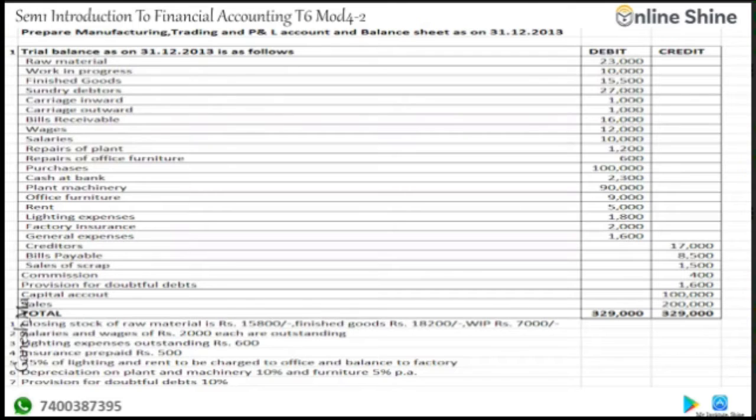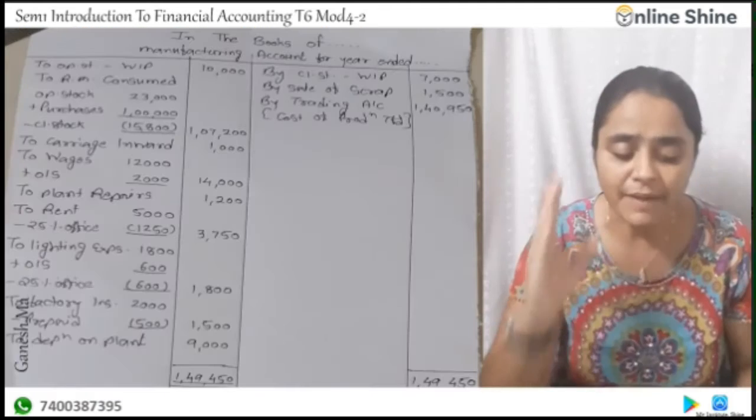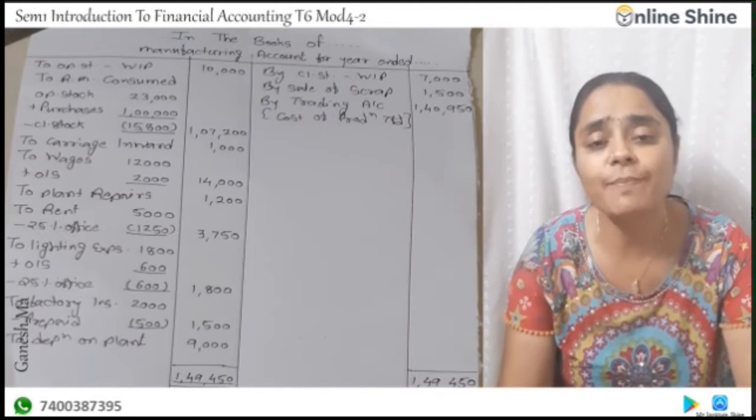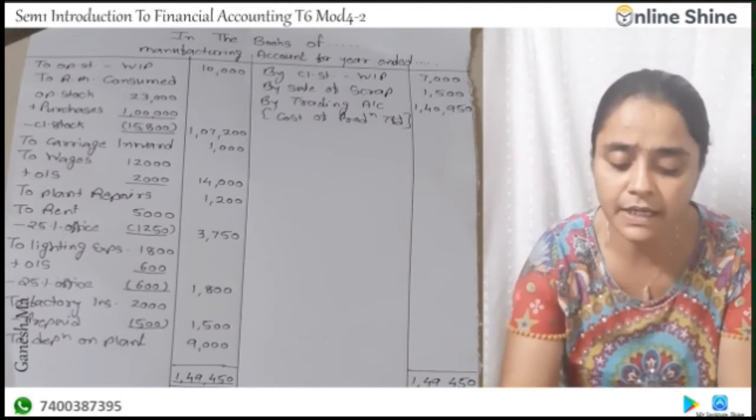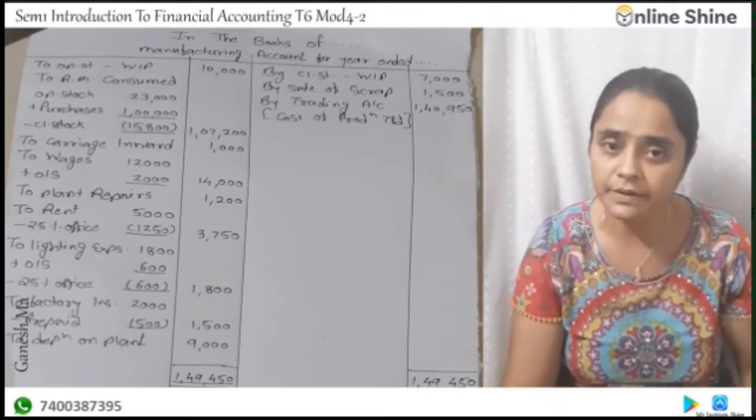The next item is repairs of plant. Now plant is used for production purpose, for manufacturing purpose. So all expenses which are related to plant and machinery will come in your manufacturing account. So repairs of plant will come in your manufacturing account directly, outer column 1200.